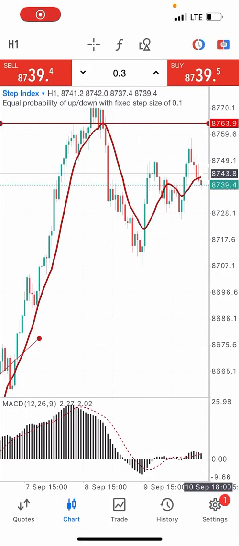Now I'll take you to my phone, to my MT5 mobile version, so that you see what I did with the indicator strategy on the chart on my mobile phone. So now I'm going to show you what I did.